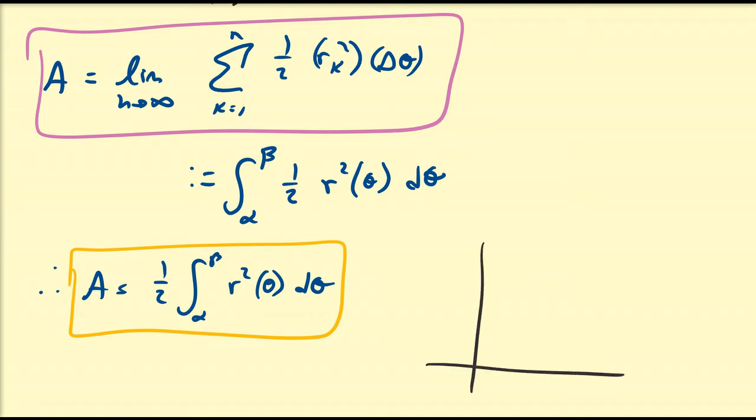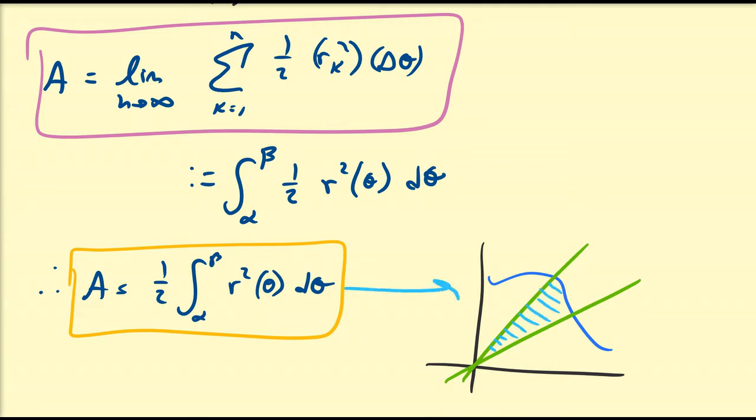So if we have some polar region, and we want to find this piece here, then we'll be able to get it. So this is theta equals alpha, theta equals beta, and this is r of theta, right? So that's good.